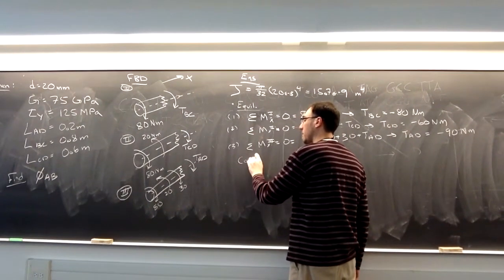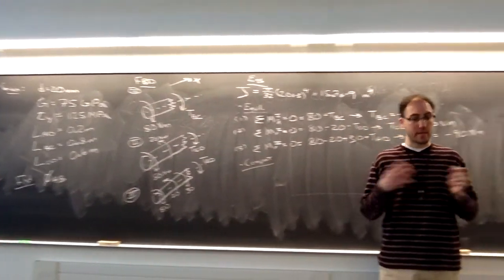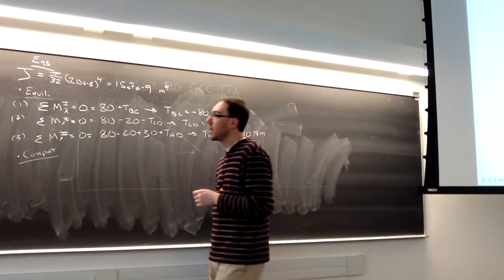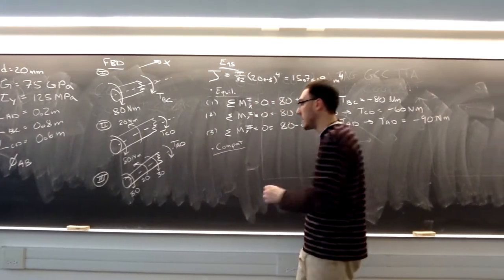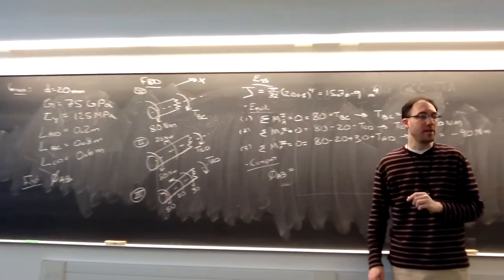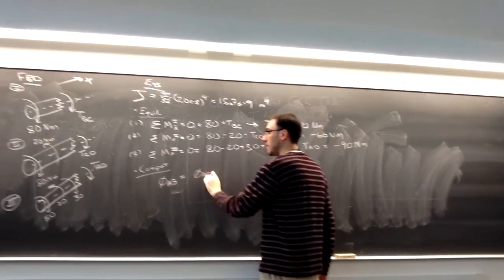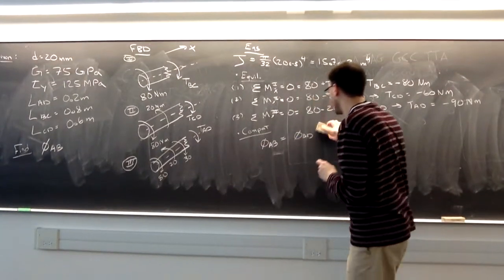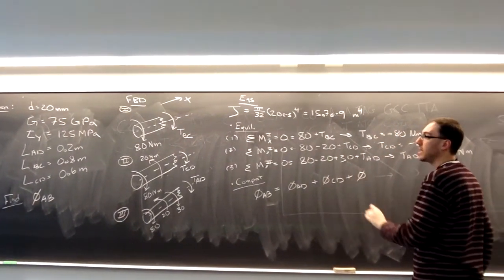I need a compatibility equation. This relates the deformations, or the angular deformations, of the sections to the angular deformation in my system. I'm asked to find what the angular deformation is from A to B. How can I calculate the angular deformation from A to B? In general, it's going to be phi AD plus phi CD plus phi BC.